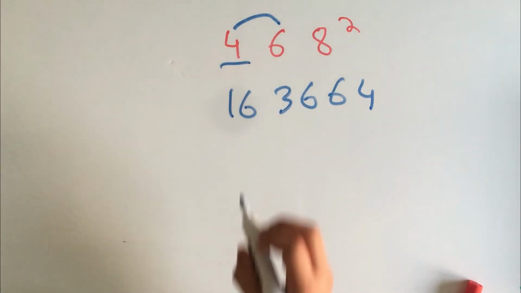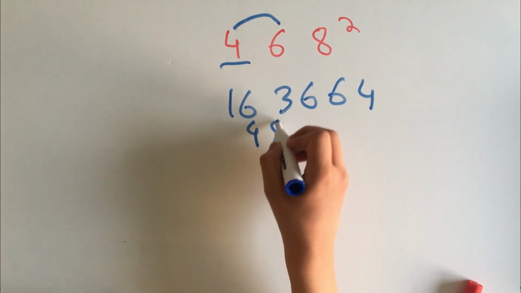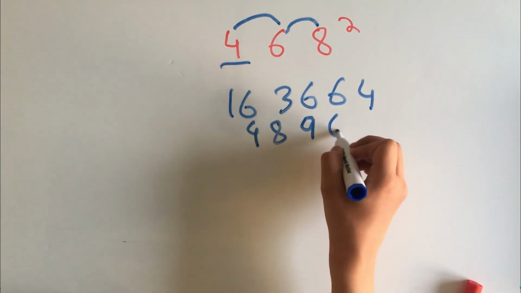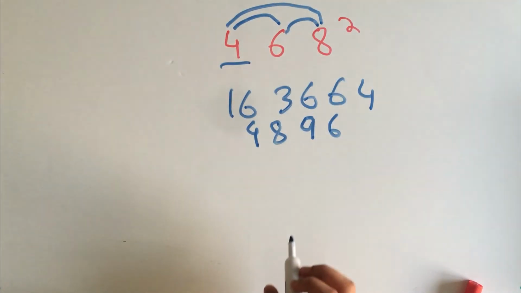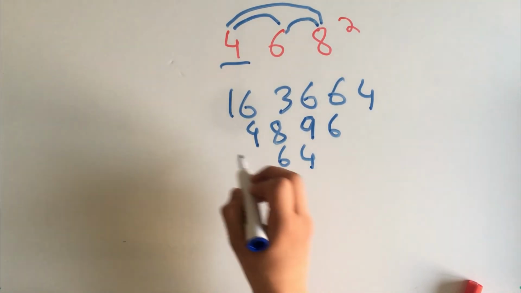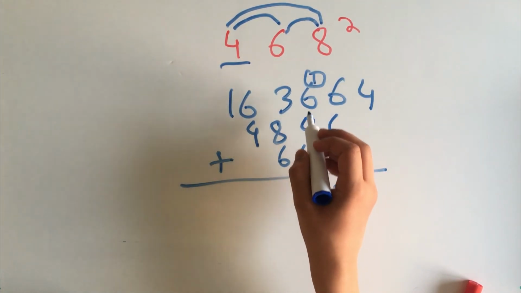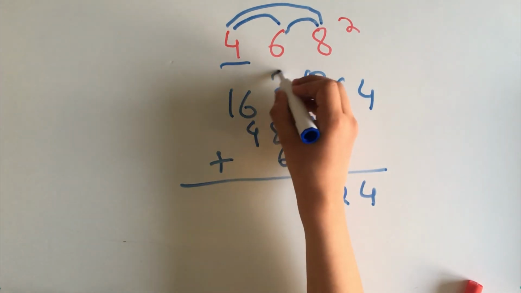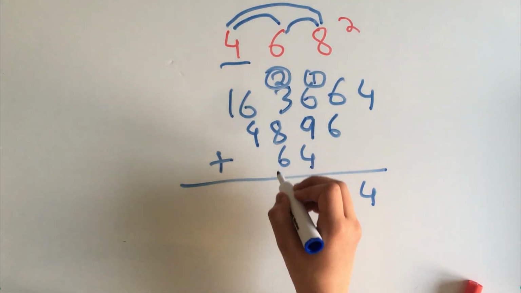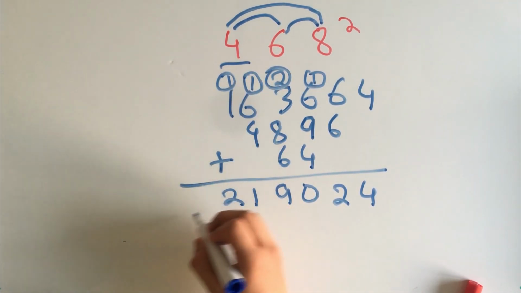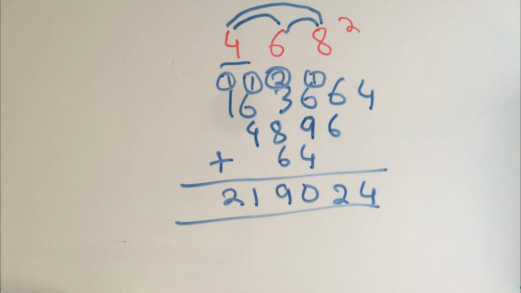4 times 6 is 24, times 2 is 48. 6 times 8 is 48, times 2 is 96, and 4 times 8 is 32, times 2 is 64. Now let's add all of this up. We get 4, 2, 1 carried over. 9 plus 7 is 16, plus 4 is 20, and 8 plus 5 is 13, plus 6 is 19, 6 plus 5 is 11, 1 plus 1 is 2, and we get 219,024. And let's use our calculator, and we know that that is the answer.